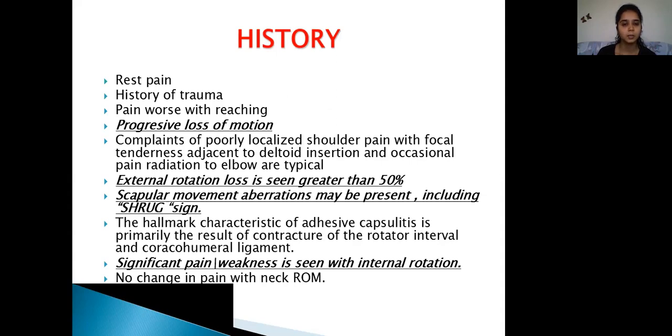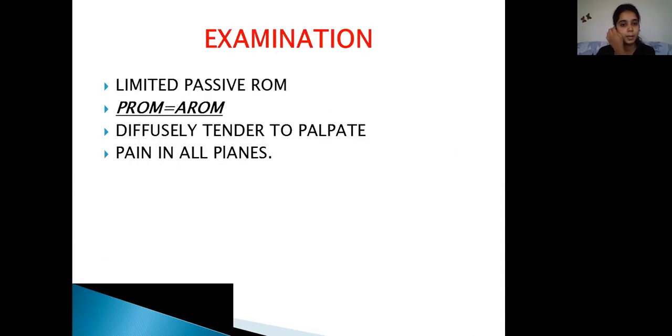Adhesive capsulitis is a hallmark, primarily the result of contracture of the rotator interval and coracohumeral ligament. Whenever you test internal rotation, you will always find significant pain and weakness. Importantly, there will be no change in pain with neck range of motion. On examination, passive range of motion will be equal to active range of motion. It will be diffusely tender to palpate, and pain will be present in all planes.